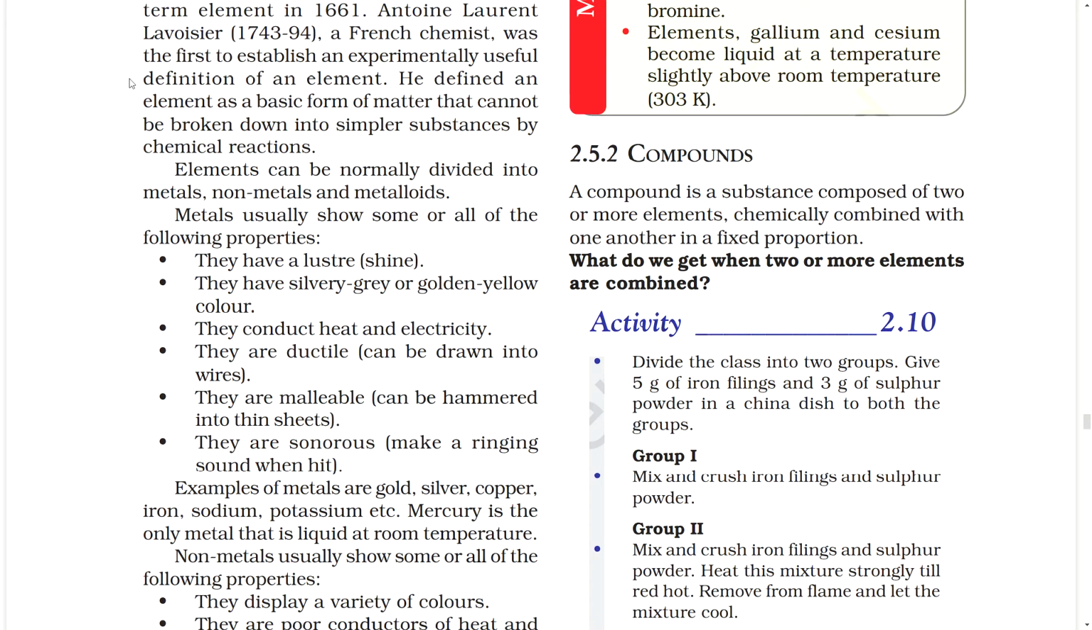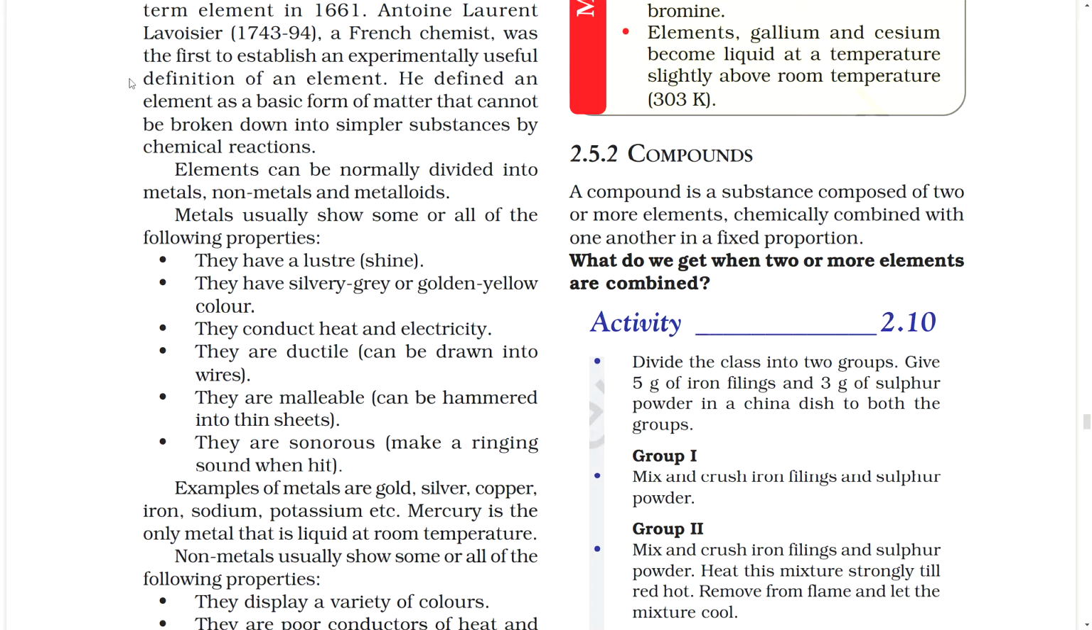Elements can be normally divided into metals, nonmetals, and metalloids. Metals usually show some or all of the following properties. They have a luster, shine. They have silvery gray or golden yellow color. They conduct heat and electricity. They are ductile, can be drawn into wires. They are malleable, can be hammered into thin sheets. They are sonorous, make a ringing sound when hit. Examples of metals are gold, silver, copper, iron, sodium, potassium, etc. Mercury is the only metal that is liquid at room temperature.